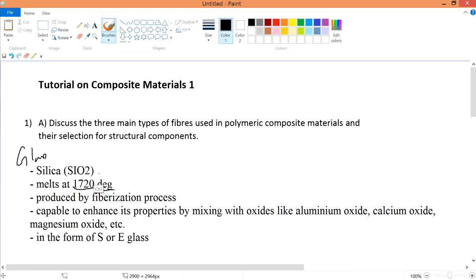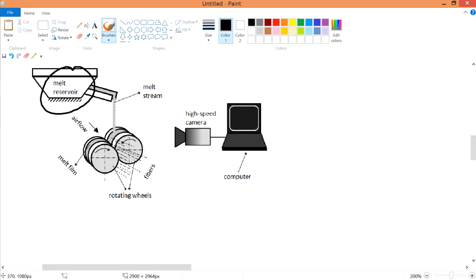Once you melt the silica, you can create the fibers that you want, and it's through a fiberization process, where you melt your sand, your silica, at 1720 degrees Celsius. Once you melt it, it becomes a stream of liquid, and it comes onto this thing where it will roll and ensure that what comes out of it is a fiber. So this is the fiberization, and these things are called the rotating wheels.